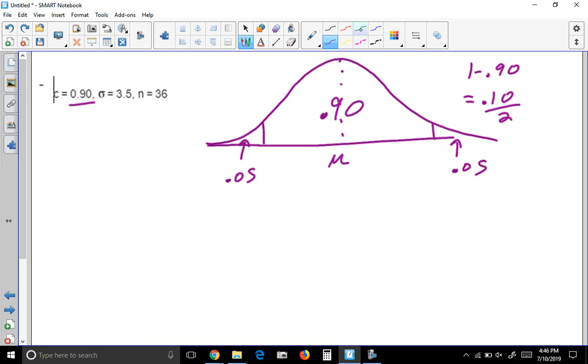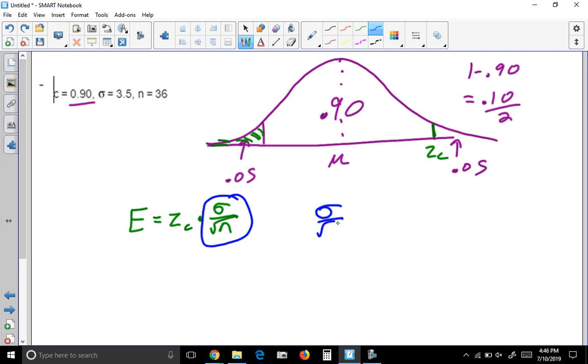So knowing that the area of the tail is 0.05, that allows us to find the z-value, the critical value. Once we know the critical value, the margin of error is the critical value times the standard deviation of the population divided by the square root of the sample size. Now, you may recall that that calculation gives you the standard deviation for the sampling distribution of sample means. So this is essentially the standard deviation of our sampling distribution.